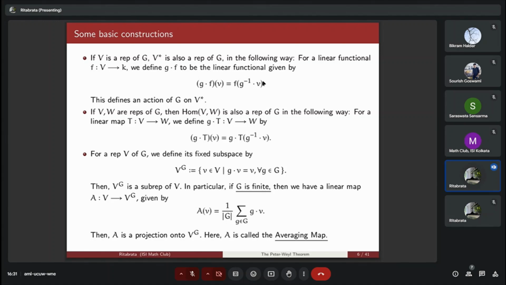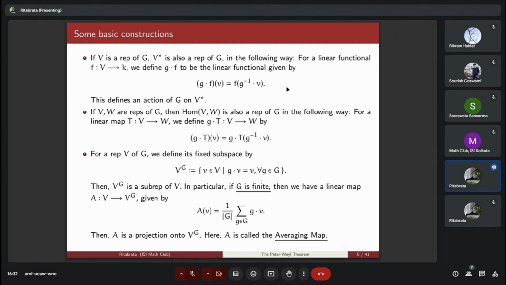So to reverse that change of order, we multiply it by an inversion, because inversion is also order reversing. GH inverse is H inverse G inverse. We do two types of order swaps in a row, so to cancel the order swap. So this is our definition of how G will act on the dual space of V.